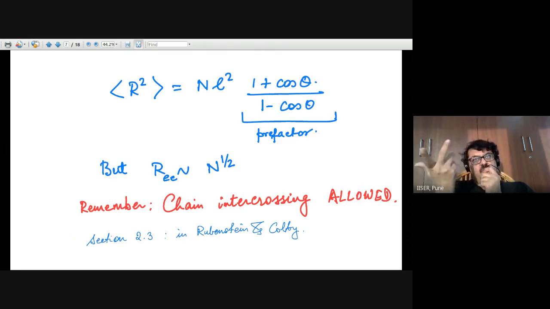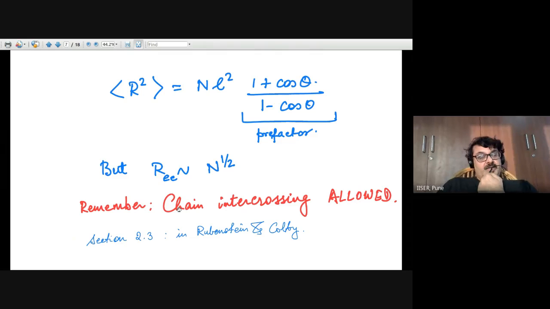Freely jointed chain, there was no cost for bending, right? As a consequence, for a freely rotating chain, the end-to-end distance is larger than the end-to-end distance of a freely jointed chain. But R_EE maintains the N to the half factor, though the prefactor has changed. Remember, in the freely rotating chain as well, chain crossing is allowed, excluded volume interactions are neglected.